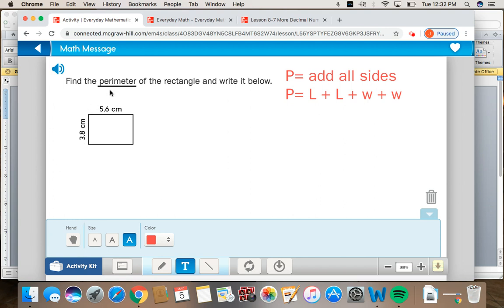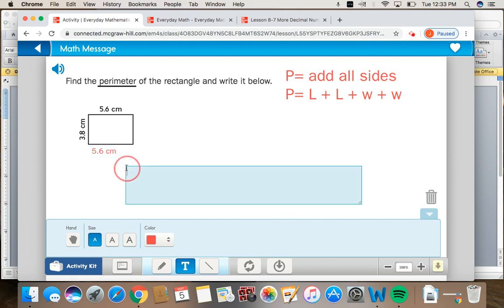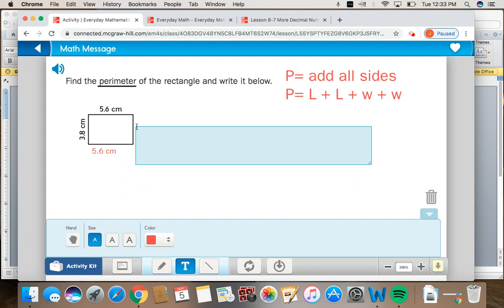So the first thing I'm going to do is fill in the rest of the sides, because for perimeter, we need all four sides. And I know that in a rectangle, opposite sides are equal. So if this is 5 6/10 centimeters, so is this side. I'm going to fill that in, 5 6/10 centimeters. And I also know that if this side is 3 8/10 centimeters, so is the opposite side. I'm going to fill that in also, 3 8/10 centimeters.